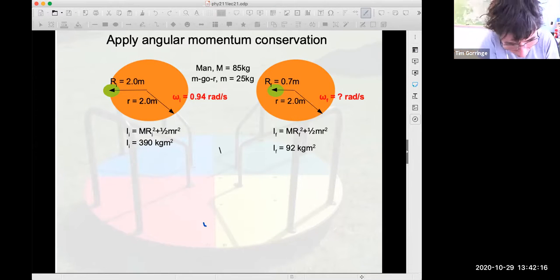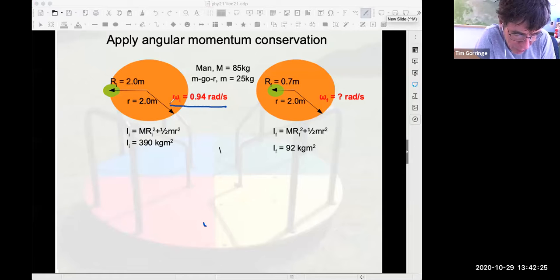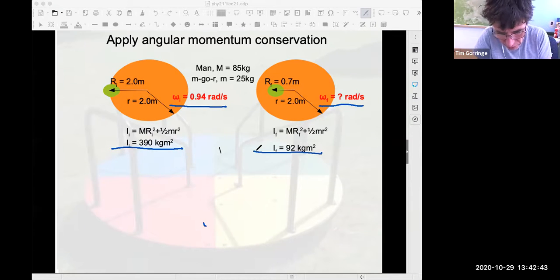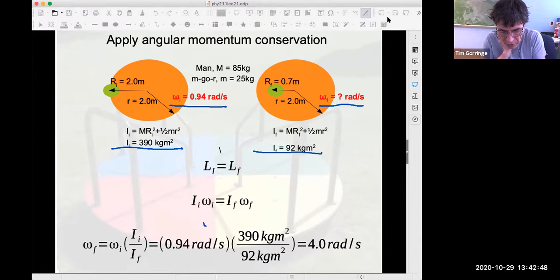And so here are the sketches from the last slide, but I want to point out now that the initial angular velocity, I converted it to radians per second. It's 0.94 radians per second. I called it omega I, and we want to find out this final angular velocity. I've called that omega F. We have to determine that. But now we're in a position where we know these two moments of inertia. Okay, so I'm going to apply angular momentum conservation.